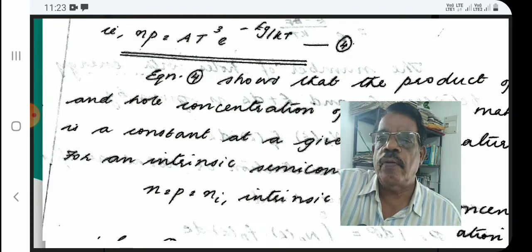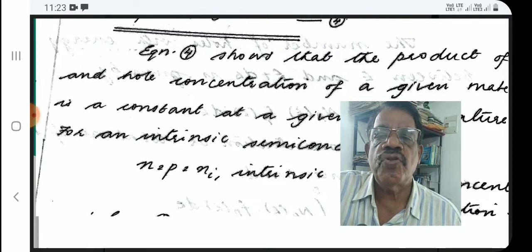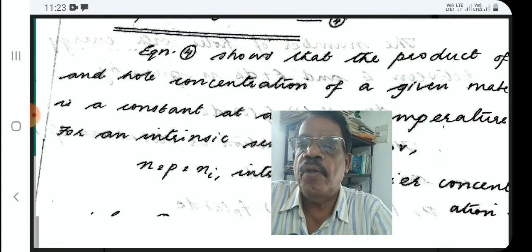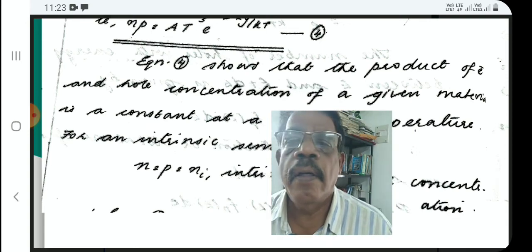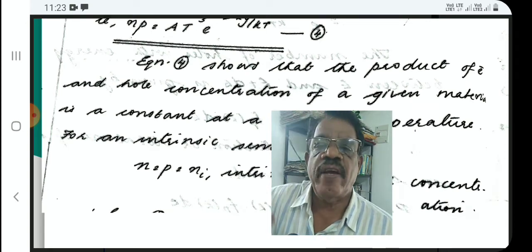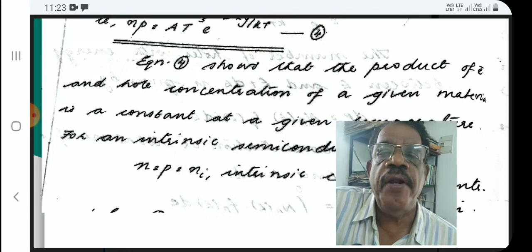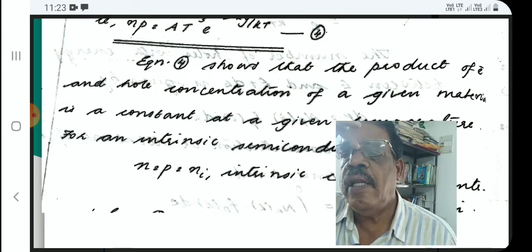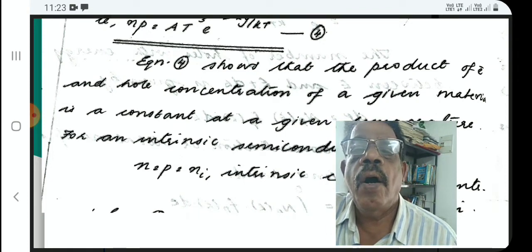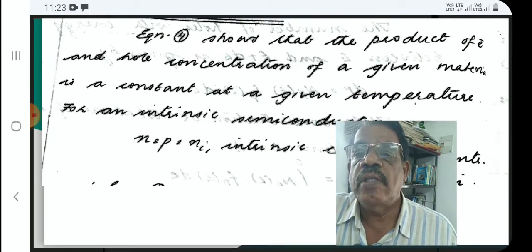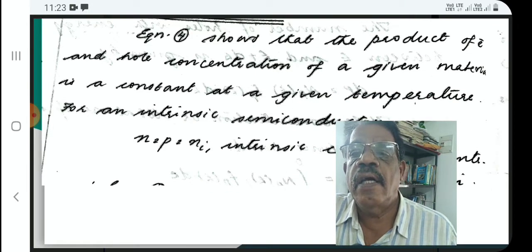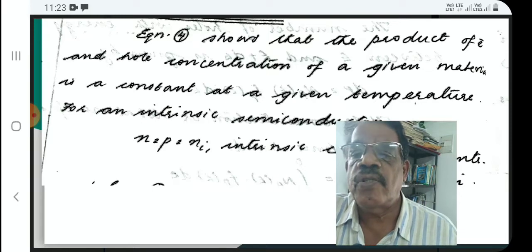This equation 4 shows that the product of electron and hole concentration of a given material is a constant, and is constant at a given temperature.